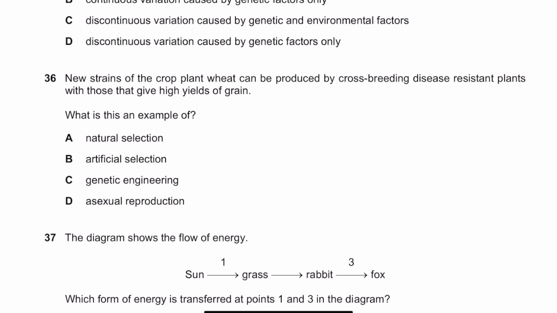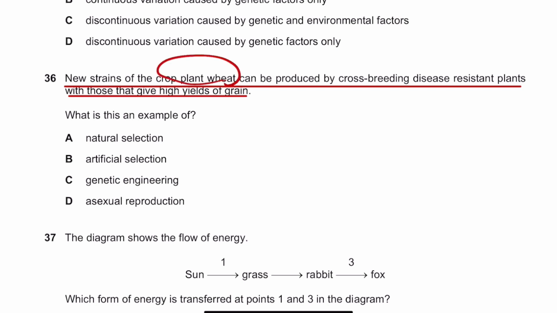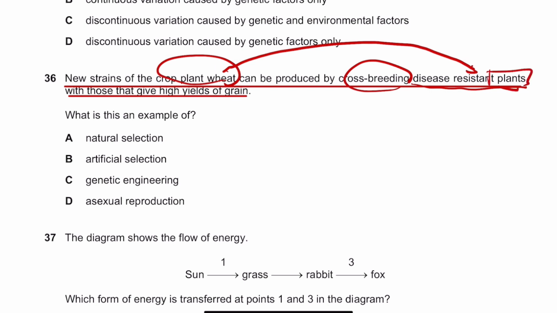Number 36. New strains of the crop plant wheat can be produced by crossbreeding disease-resistant plants with those that give high yields of grain. So, the crop plant wheat can be reproduced by crossbreeding disease-resistant plants with those that give high yields of grain. So this is crossbred with this. So this is a classic example of artificial selection.